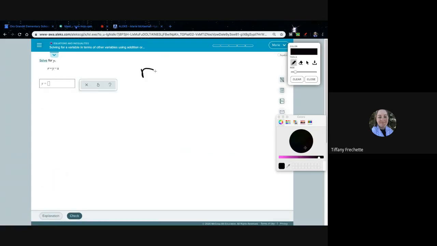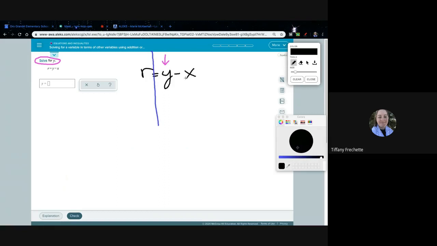Okay, so we have r equals y minus x. Now we have 3 variables here, so we do need to make sure we're paying attention to which variable they're asking us to solve for. They're asking us to solve for y, which means we want to get y all by itself on one side of the equation. So let's go ahead, and I'm going to give you a line here. Remember, that line has to do with the sides of the equation. We have a left side and we have a right side.